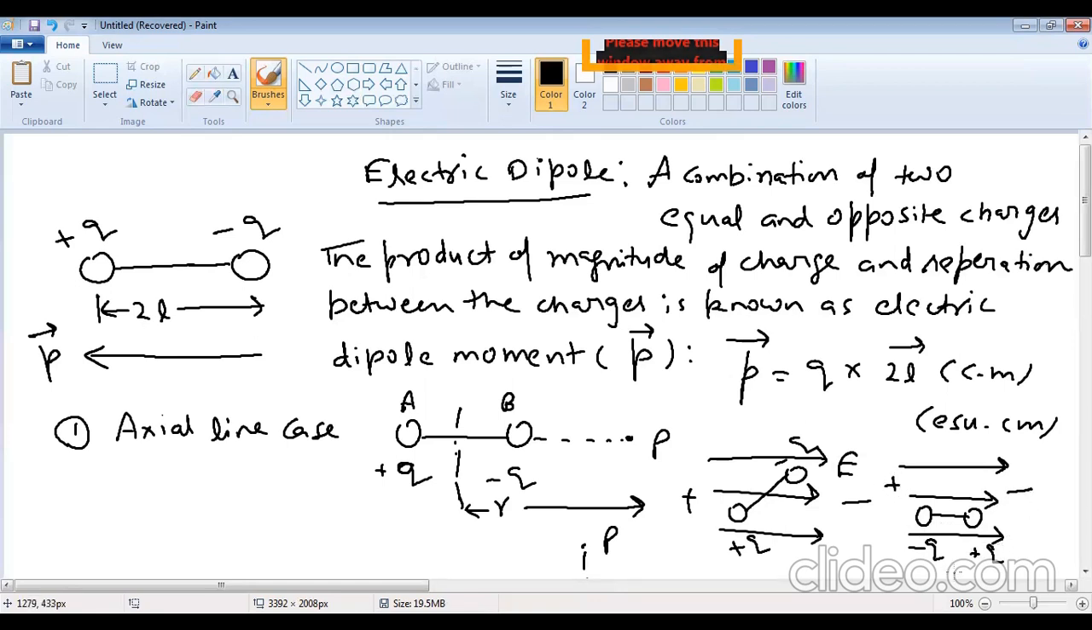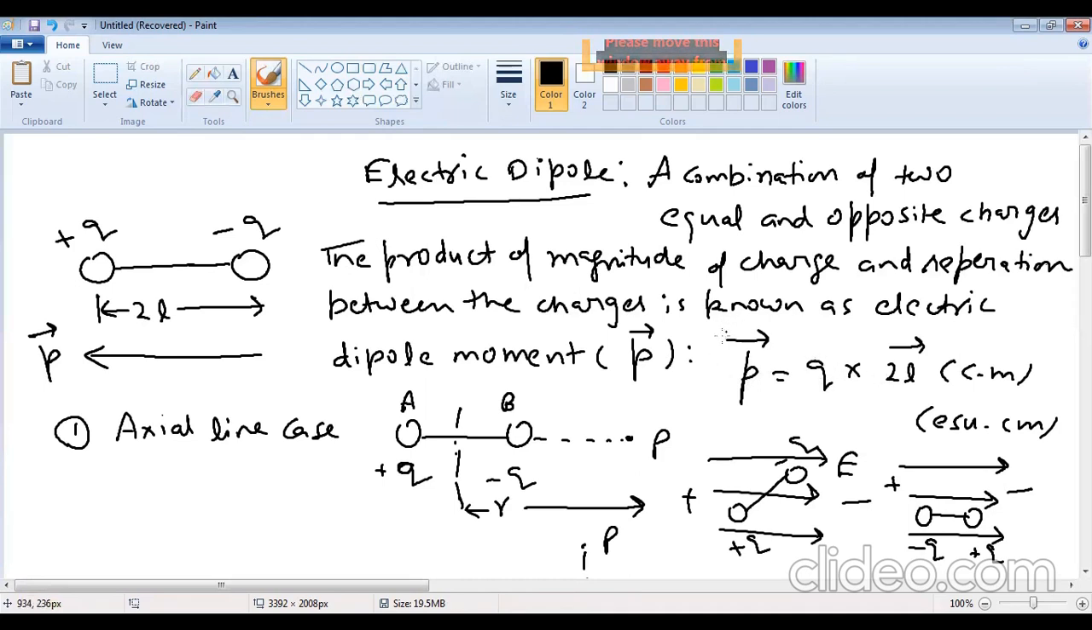Because of this tendency to align itself in the presence of some external field or force, its property is known as the electric dipole moment. That is basically the product of the charge magnitude, either of the charges, and the separation between these two charges. This is what is typically written as P equal to Q into 2L.